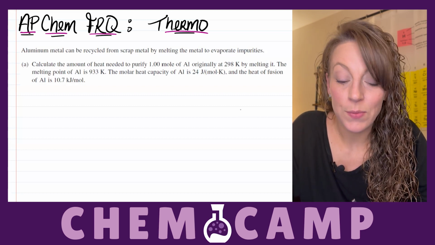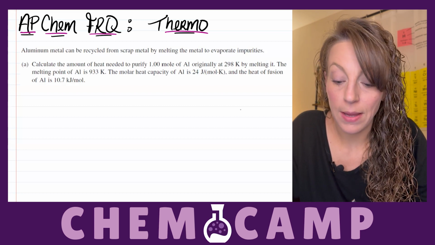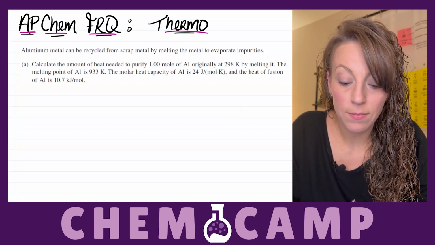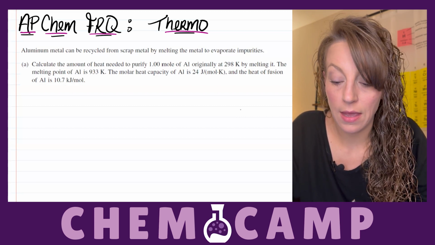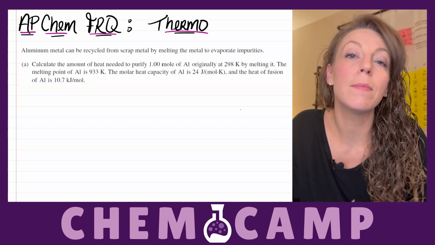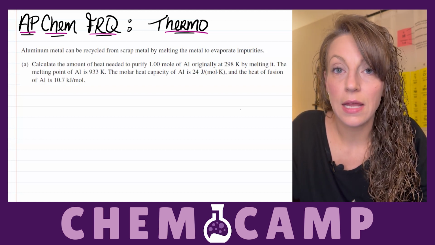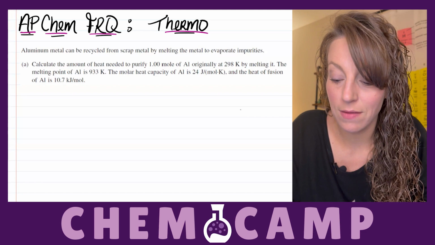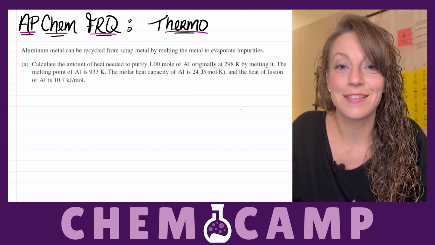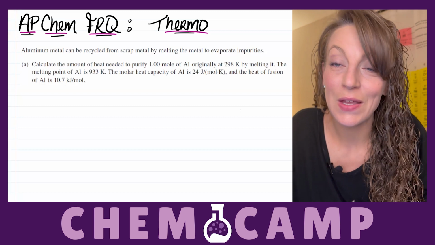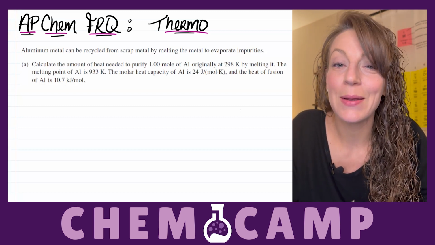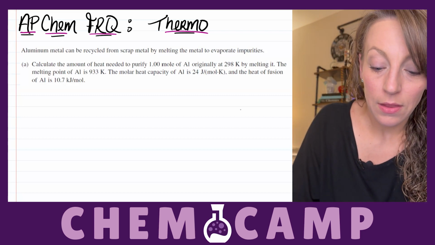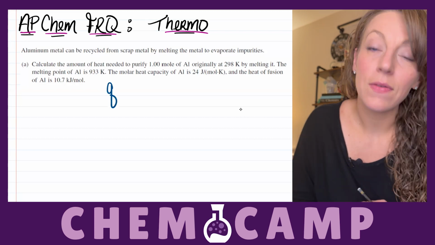The problem reads, aluminum metal can be recycled from scrap metal by melting the metal to evaporate impurities. In Part A, they say calculate the amount of heat needed to purify 1 mole of Al originally at 298 Kelvin by melting it. The melting point of Al is 933 Kelvin, the molar heat capacity of Al is 24 joules per mole times Kelvin, and the heat of fusion of Al is 10.7 kilojoules per mole. So you have lots of information about aluminum here, but let's start with exactly what it is they're asking us to find. They're asking us to calculate the amount of heat.